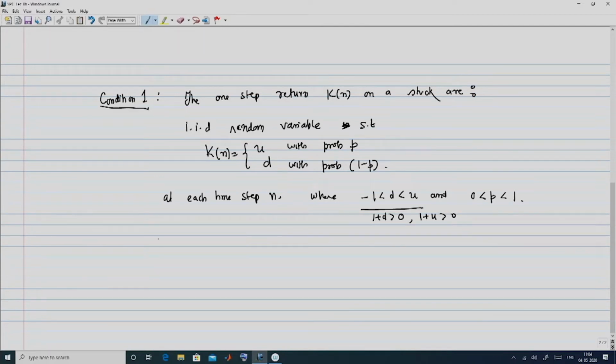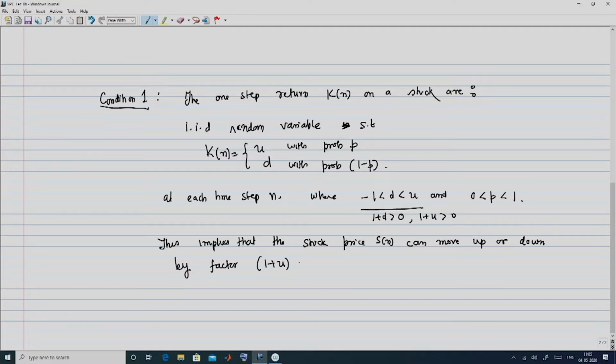So, next, just to sum up whatever I have said, this implies that the stock price S n can move up or down by factor 1 plus u or 1 plus d respectively at each time step.